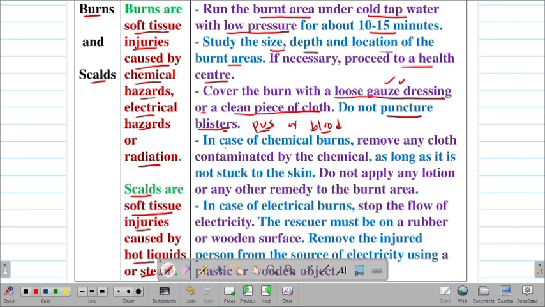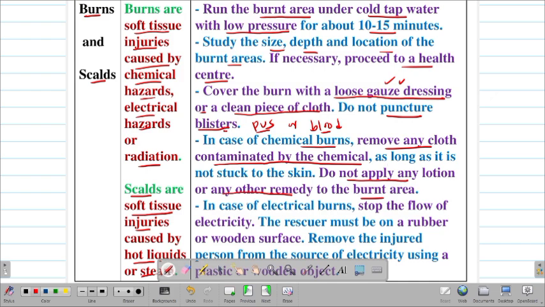The next first aid measure: in case of chemical burns, you are supposed to remove any cloth contaminated by that particular chemical, as long as it is not stuck to the skin. Then do not apply any lotion or any other remedy to the burned area, because you could end up worsening the case.